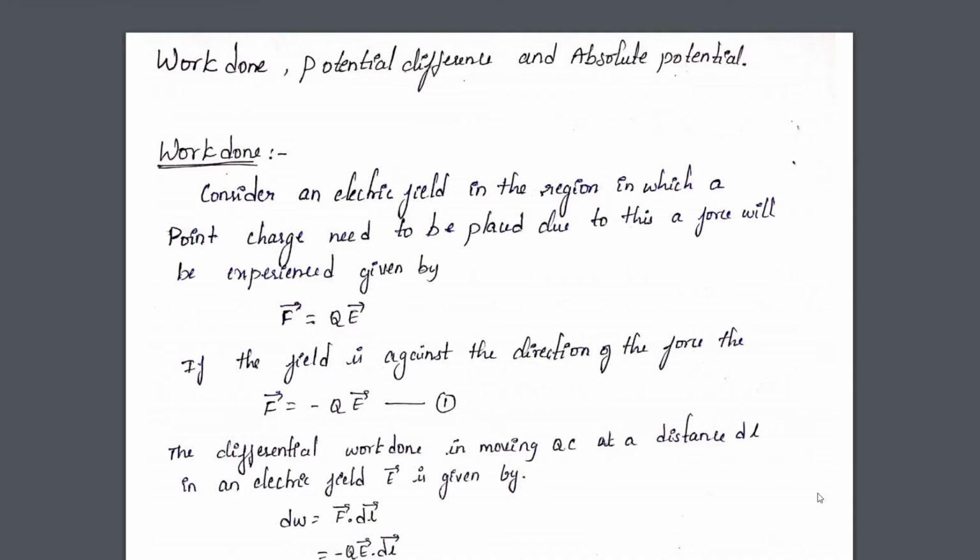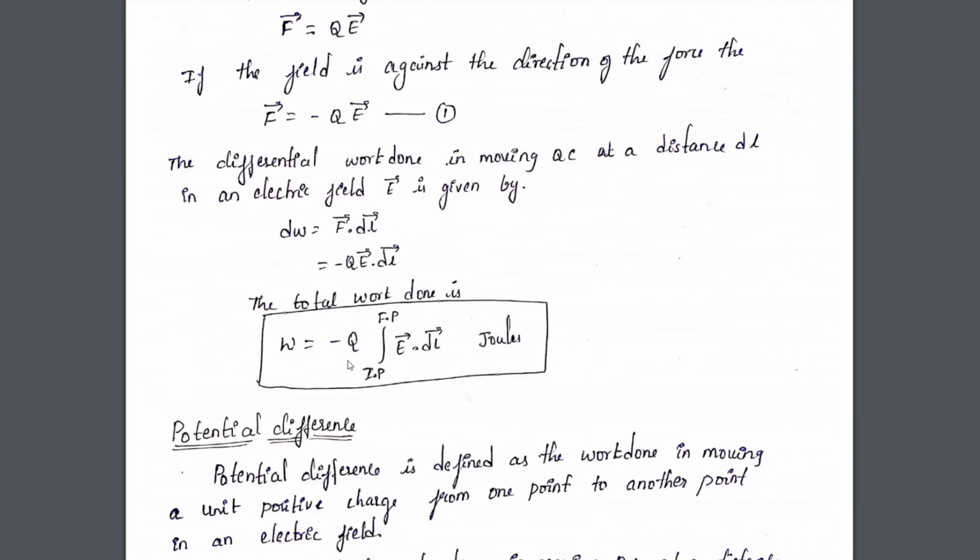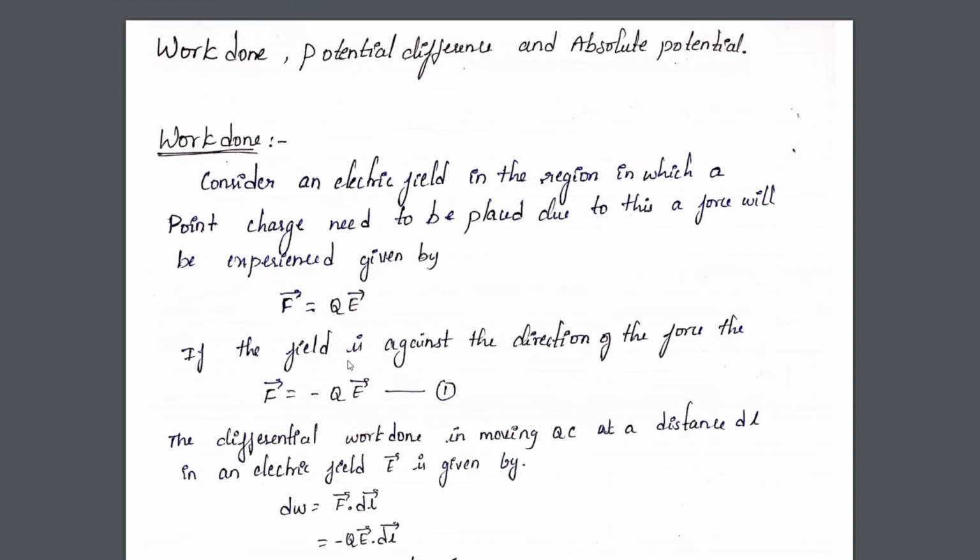So we'll define first here three topics we are studying in this class. First one is the work done, then potential difference, and last one is the absolute potential. First we define what is work done.